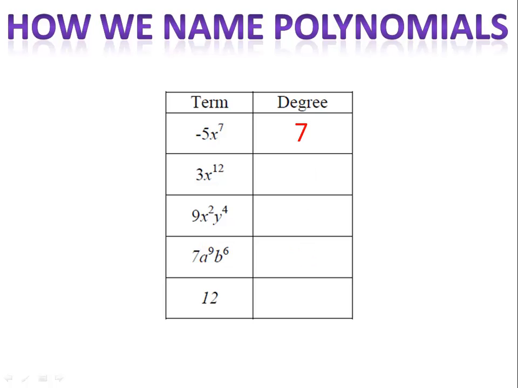So you might be wondering how we go about describing polynomials. We usually describe them by talking about the degree. Negative 5x to the 7th is of the 7th degree. Notice that the degree is the same as the exponent. If we have 2 variables with 2 exponents, such as 9x squared y to the 4th, we simply take the 2 exponents and add them together. 4 plus 2 is 6, so this is of the 6th degree.